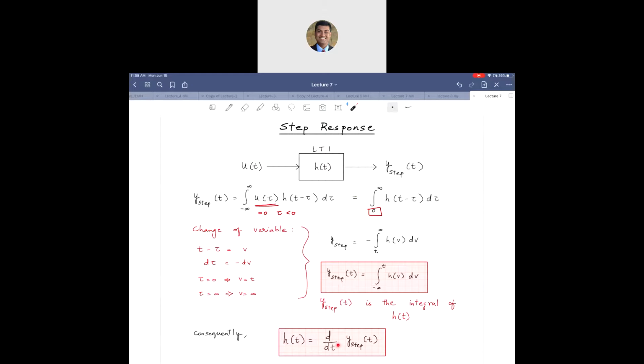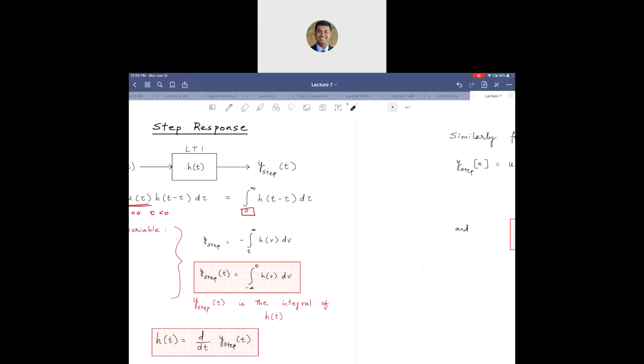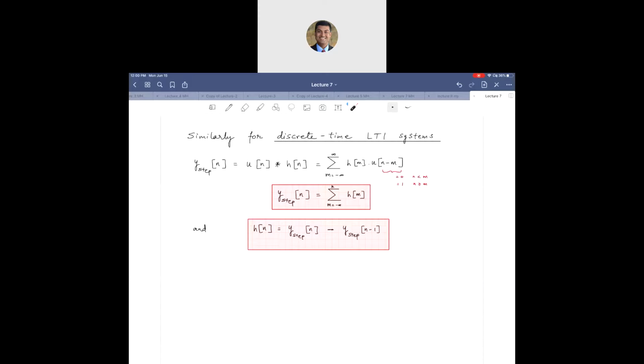So differentiate the step response, you get the impulse response. You integrate the impulse response, you get the step response. So the relationship between impulse response and the step response is one of integration and differentiation. We can do the same analysis for discrete time LTI systems.